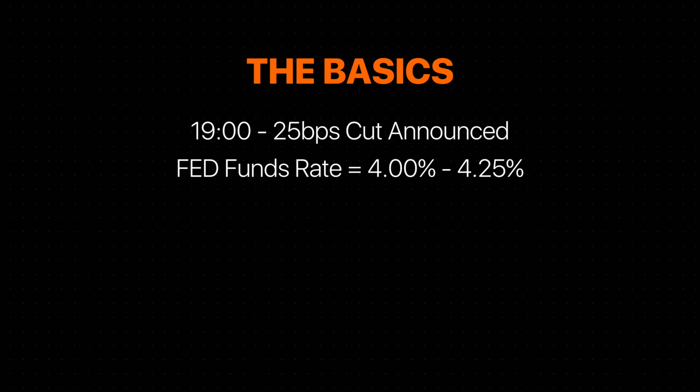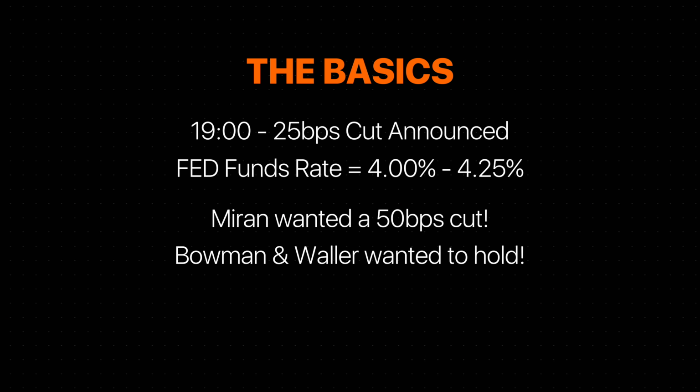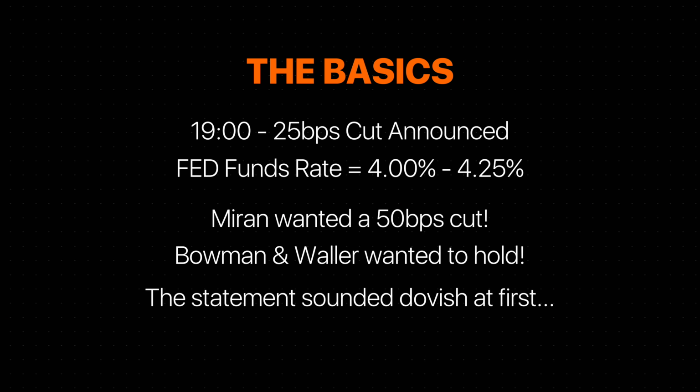Let's start with the basics. The Fed cut rates by 25 basis points, bringing the federal funds rate down to 4% to 4.25%. It was a split decision. Moran wanted to go bigger with a 50 basis point cut. Bowman and Waller didn't want to cut at all. When the statement first came out, it read dovish, talking about slow jobs gains and rising downside risk to employment. Markets immediately priced in the idea of a new easing cycle and the dollar dropped.